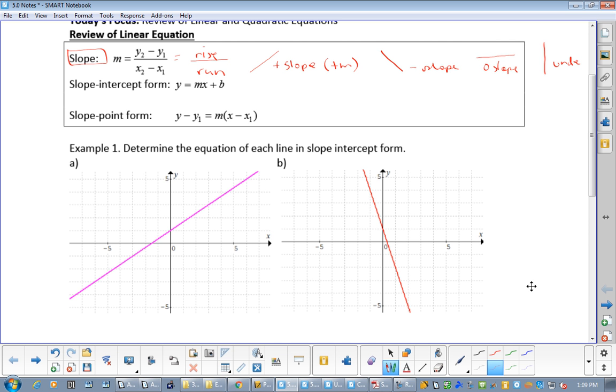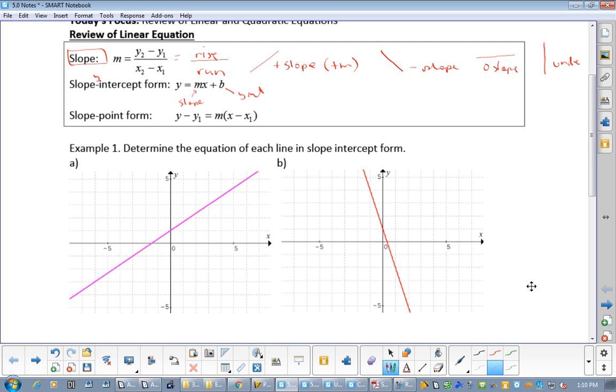Now the slope intercept form. That should actually be called the slope y-intercept, but it's never called that. It's called the slope intercept, but it means slope y-intercept, because in the slope y-intercept form, this is of course the slope and this is always the y-intercept. Always, always, always. So this is the slope y-intercept of a line.